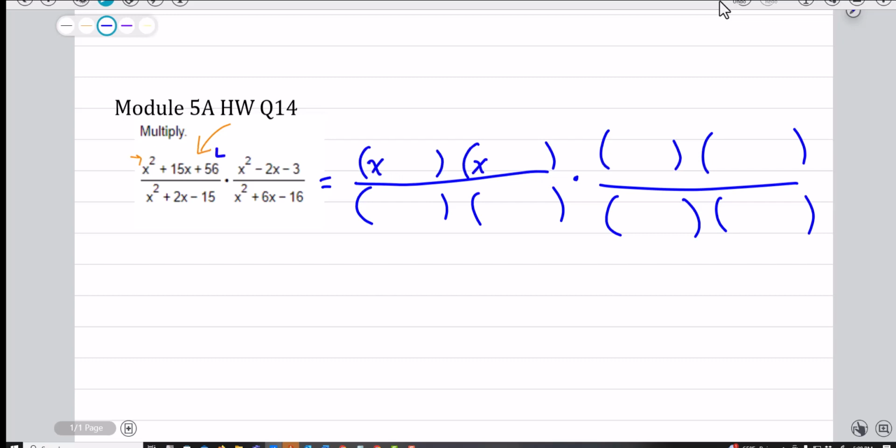So now I'm looking at this term. What two numbers could I multiply to get 56 and then add to get 15? I think 8 and 7, right? 8 plus 7 is 15, and everything is positive, so that would be positive. Now I'm going to look to factor this. Again, X times X is X squared.